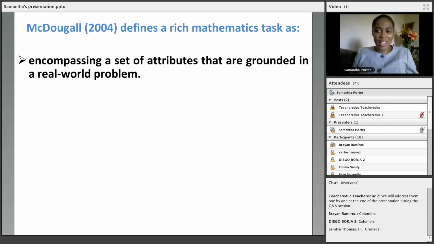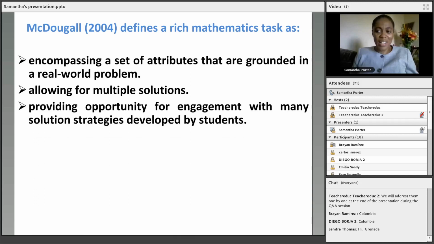And that's a good task. That's a task that will stimulate and foster communication in the classroom. Tasks should allow for multiple solutions, not only one solution. It should also provide opportunities for engagement with many solution strategies developed by students themselves.